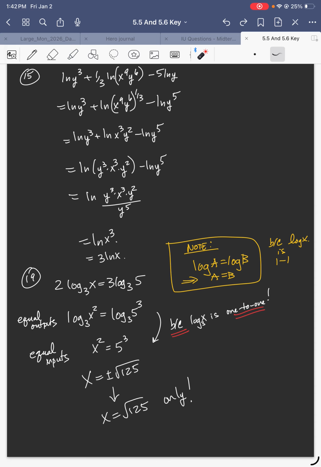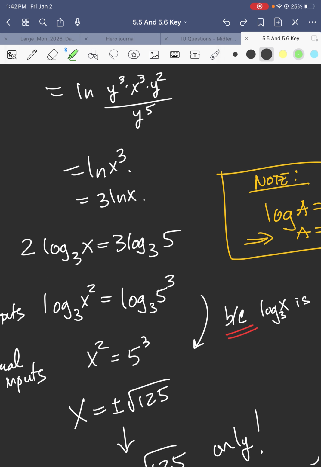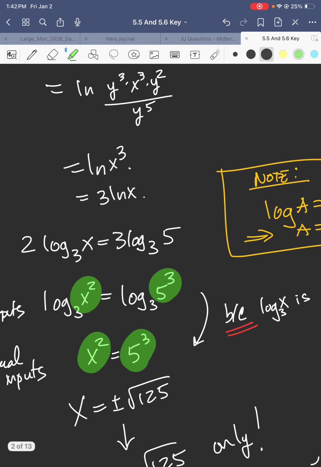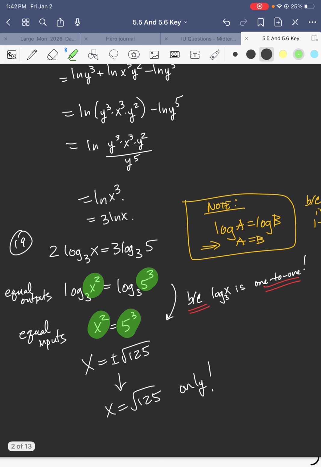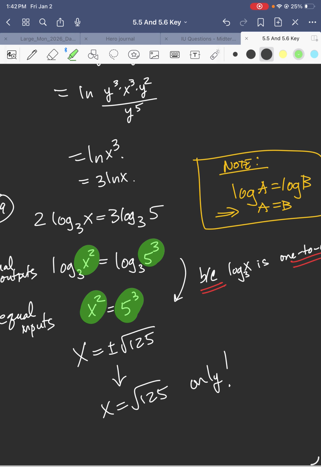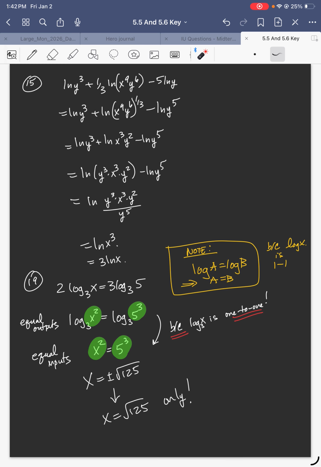So I'd like to get it into a log equals a log, so I must first bring up this exponent. And so now I have the log of something is equal to the log of something else. So those things must have been equal. So equal outputs gives you equal inputs. So x squared is equal to 125 or 5 cubed. That means x is equal to plus or minus the square root of 125. But we know that when we plug in here, only positive things can go in. So it's only that one.